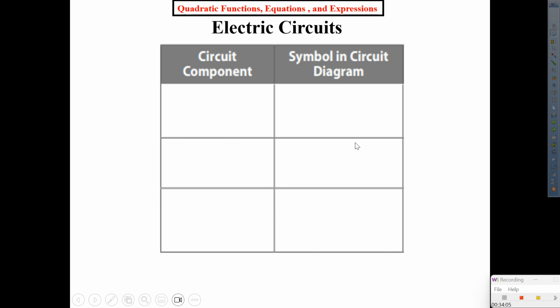So with that said, copy this table, please. I'm going to give you the basics of electric circuits. So electric circuit, make a table. On the left column, you're going to label that circuit component. On the right side, symbol, as in the symbol in a circuit diagram. Copy that. I'll give you some time.